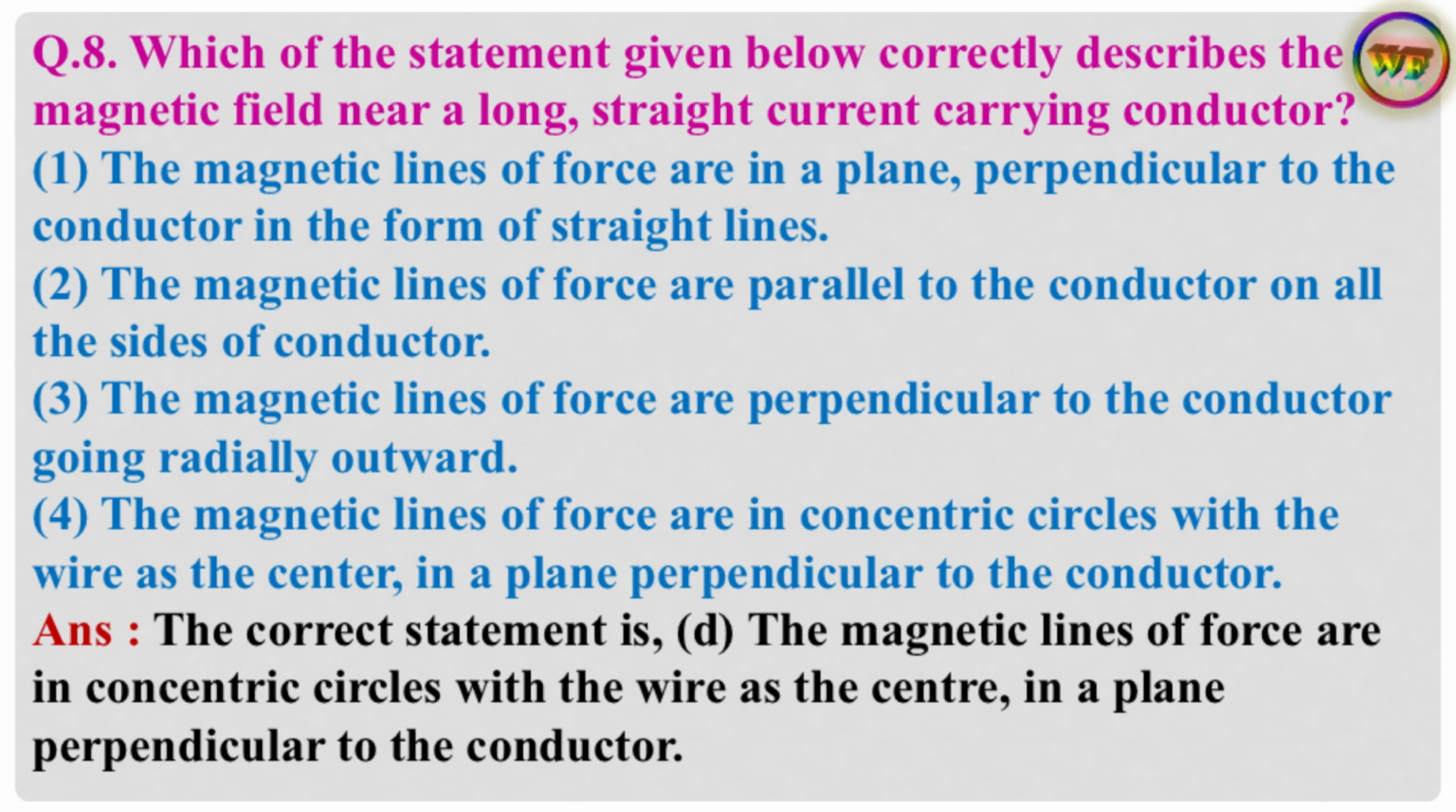Sub-question 4. The magnetic lines of force are in concentric circles with the wire as the center in a plane perpendicular to the conductor. Answer. The correct statement is option D. The magnetic lines of force are in concentric circles with the wire as the center in a plane perpendicular to the conductor.